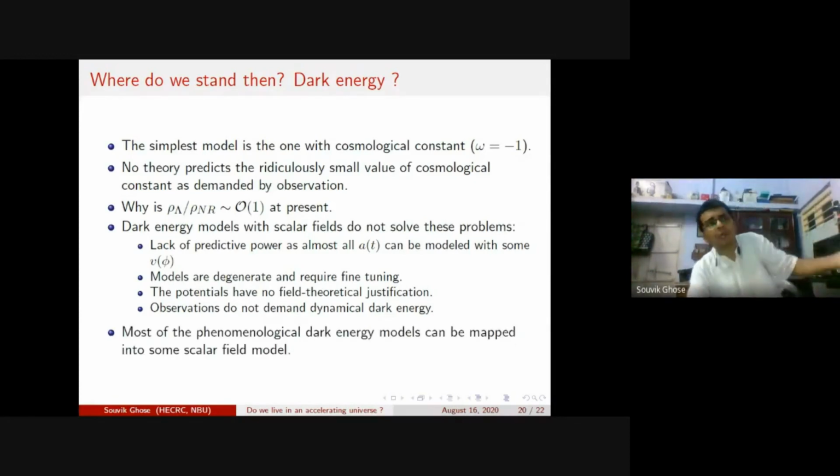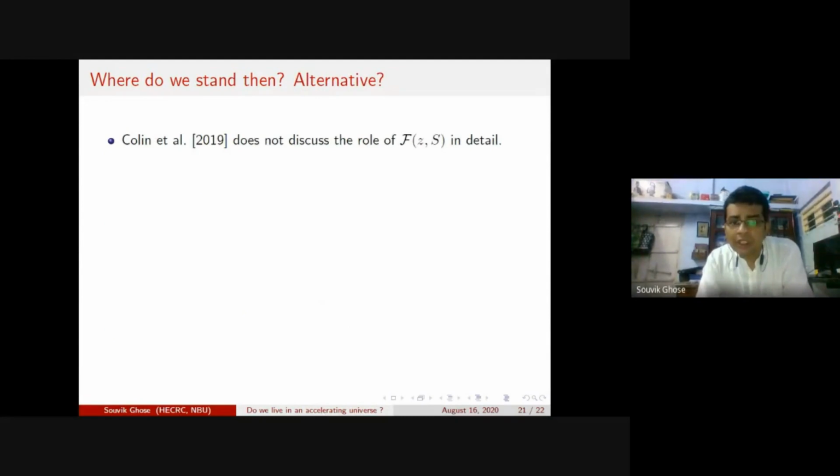And most of the other phenomenological models, with varying Lambda and so on, most of them can be mapped into some scalar field model. So this is prevalent throughout the dark energy models. All the troubles are prevalent. Nothing goes away if we consider, instead of a cosmological constant in dark energy, evolving dark energy. Where do we stand then in this alternative situation?